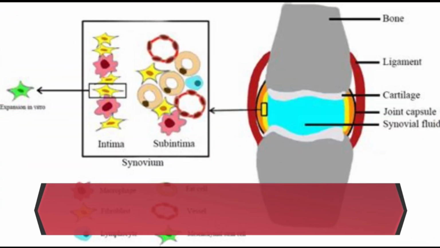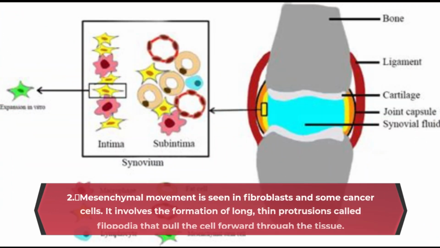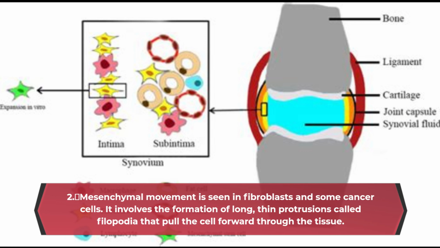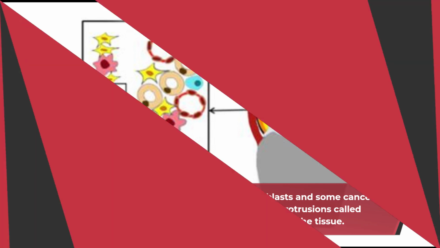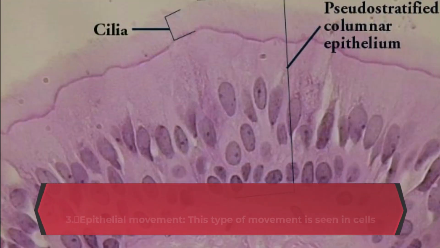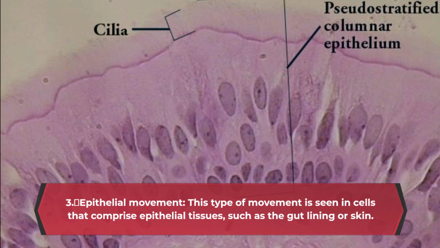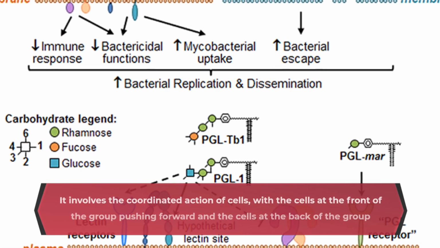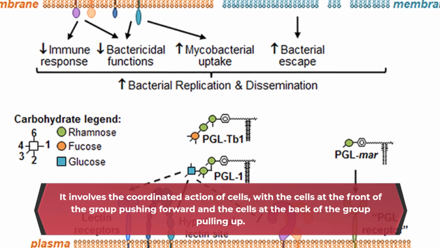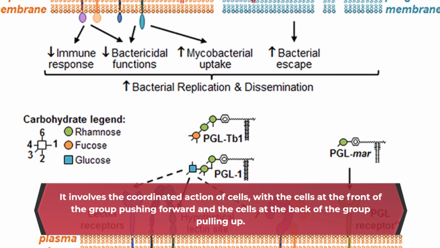2. Mesenchymal movement is seen in fibroblasts and some cancer cells. It involves the formation of long, thin protrusions called filopodia that pull the cell forward through the tissue. 3. Epithelial movement. This type of movement is seen in cells that comprise epithelial tissues, such as the gut lining or skin. It involves the coordinated action of cells, with the cells at the front of the group pushing forward and the cells at the back of the group pulling up.